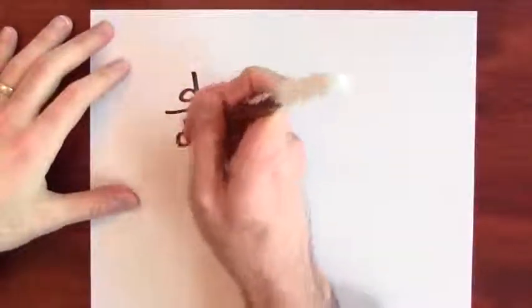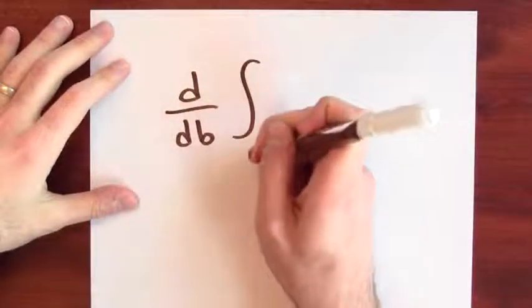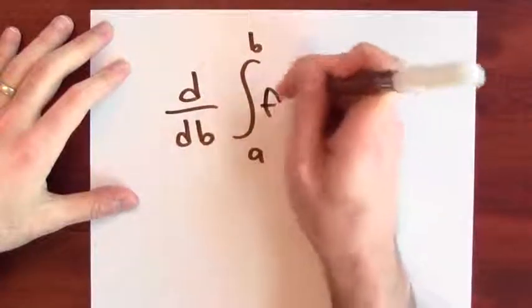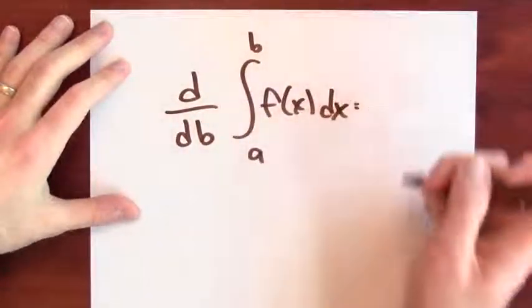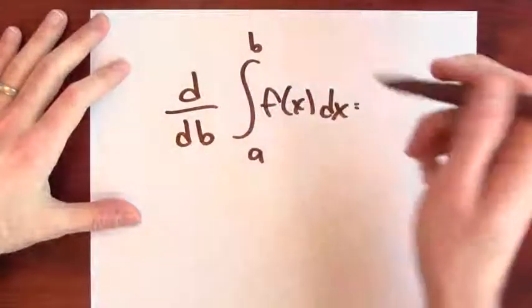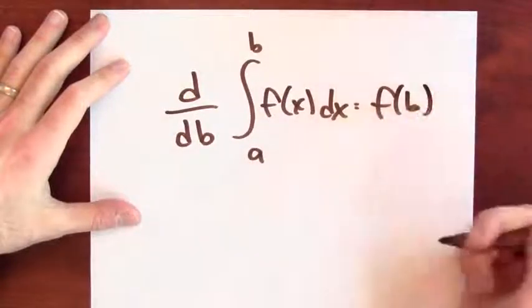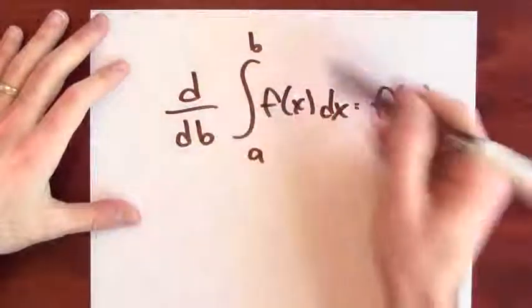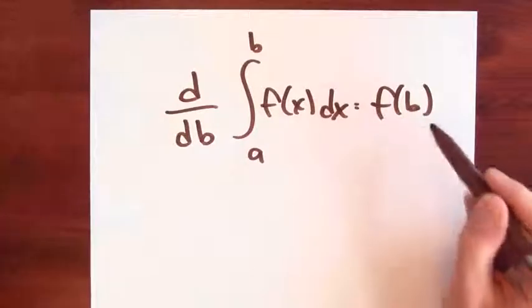We've seen what happens when we differentiate the accumulation function. That's the fundamental theorem of calculus. If I take the derivative of the integral from a to b of f of x dx, what do I get? Well, it's just f of b, right? The rate of change of the accumulation function is the function's value.